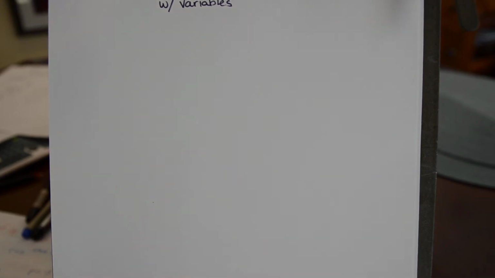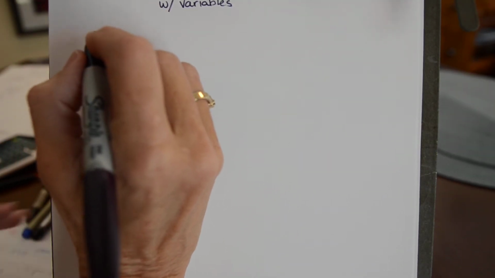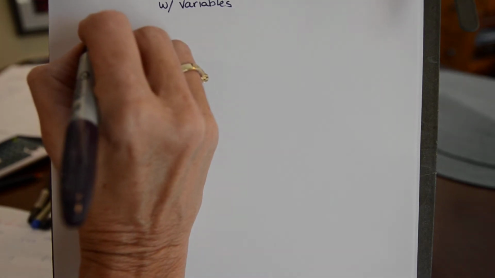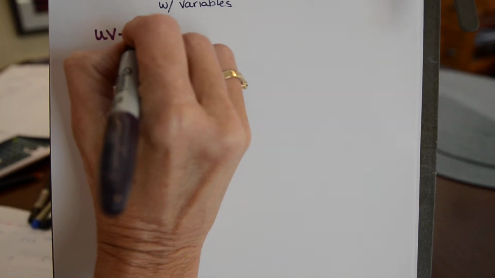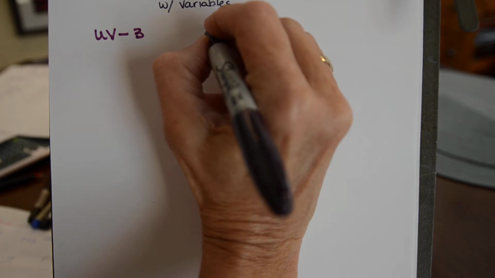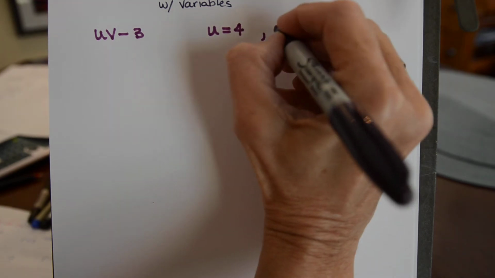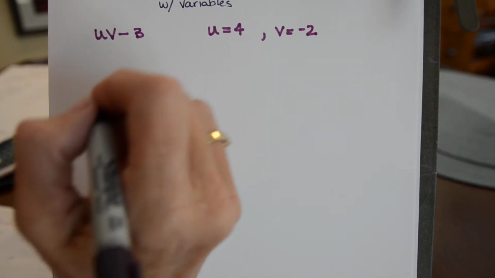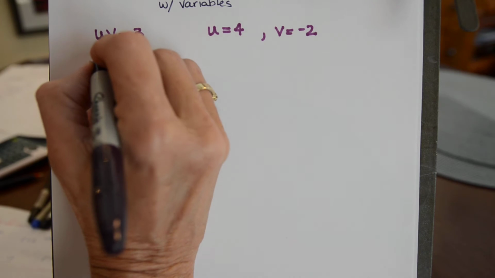When we have expressions and variables included, we'll be asked to evaluate them, and they'll usually give us some numbers. For instance, they will give us something that looks like this: u v minus 3, and they'll say that u equals 4 and v equals -2, and they want you to evaluate this expression. So they just want you to plug these numbers in to where you see the letters.